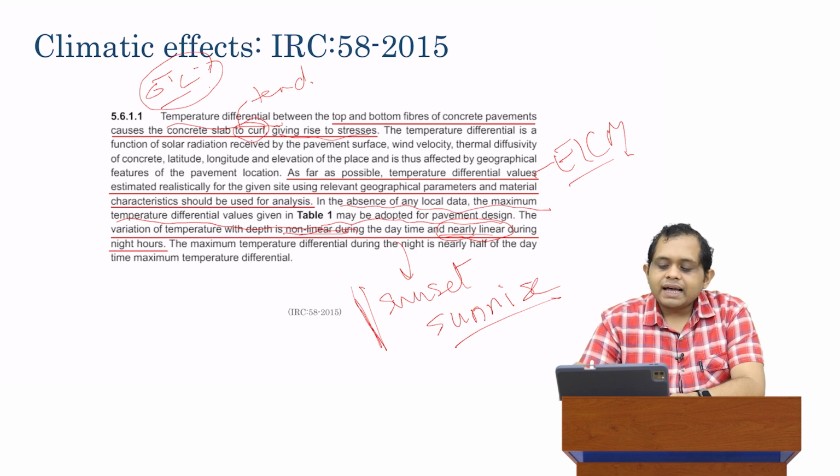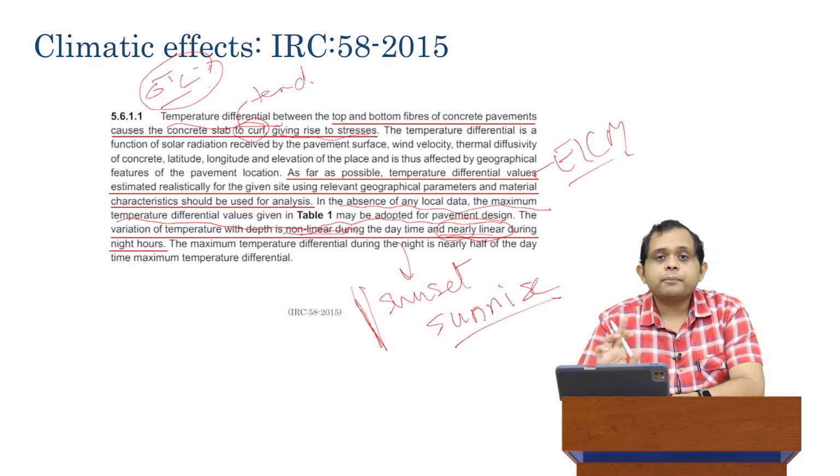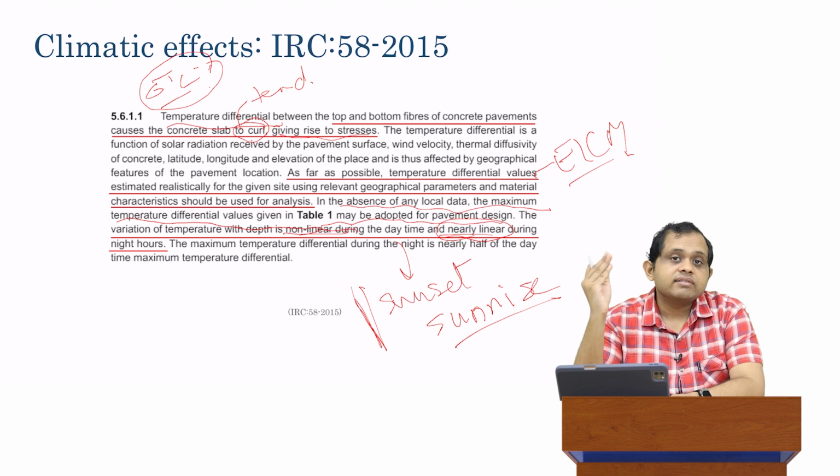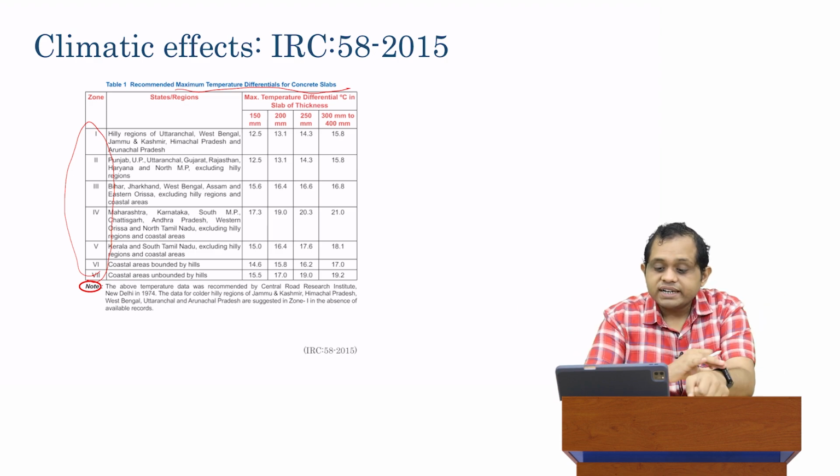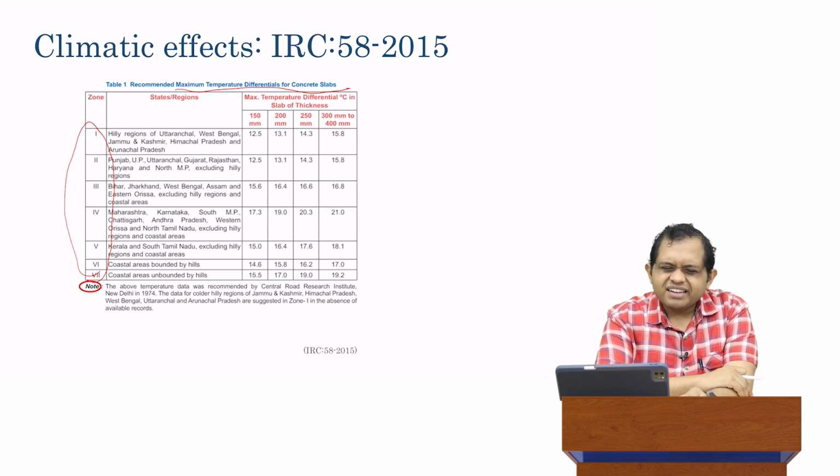So what it says is, in the absence of local data, maximum temperature differential values, so these are meant to be very conservative values, they are provided in table 1. So table 1 does it as follows. Basically, it divides the whole country into 7 climate zones. Now, if you pause a little bit, you think that 7 is actually a relatively small number, given the sort of continental sized country that we have. Nonetheless, that is what is recommended.